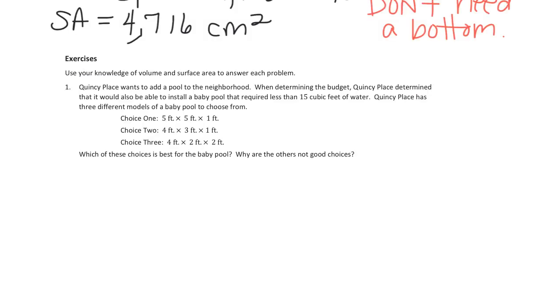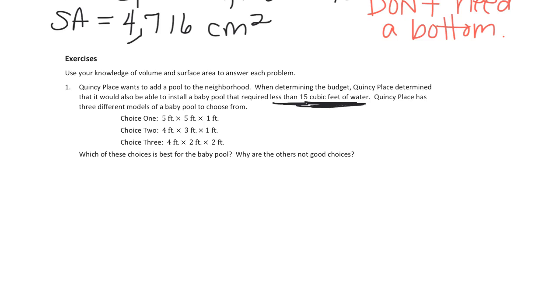Okay, exercise 1. Quincy's Place wants to add a pool to the neighborhood. When determining the budget, Quincy Place determined that it would also be able to install a baby pool that required less than 15 cubic feet of water. Quincy's Place has 3 different models of a baby pool to choose from. So we have our 3 choices. And then we have to figure out which one's the best choice for the baby pool and why the others aren't. So when I look at this, I have to think to myself, am I finding volume or am I finding surface area? Well, they said it has to be less than 15 cubic feet of water.